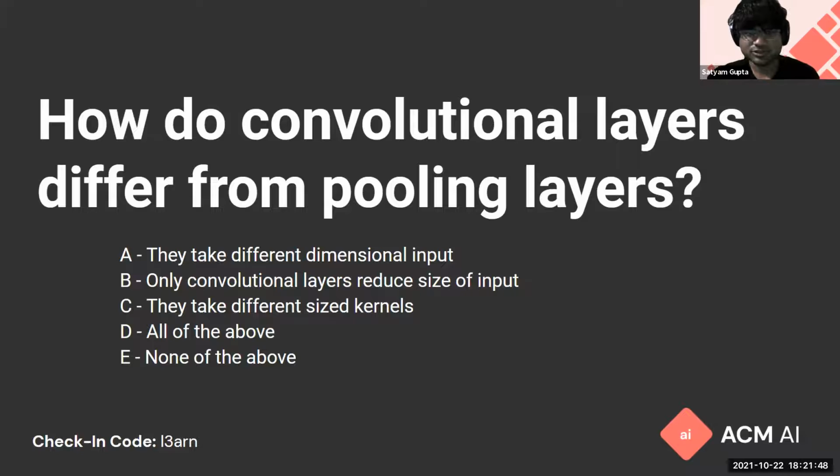How do convolution layers differ from pooling layers? Let's take a look at each of these points. They take different dimensional input. Only convolutional layers reduce the size of input. They take different size kernels. All of the above, none of the above. Any guesses?